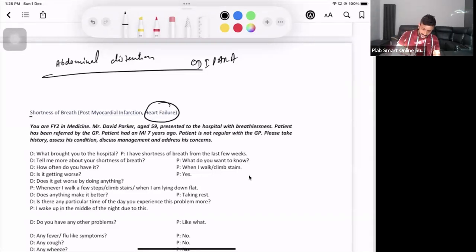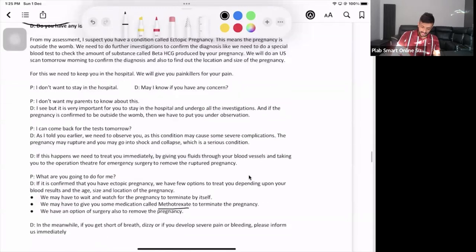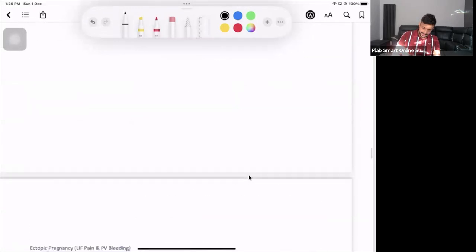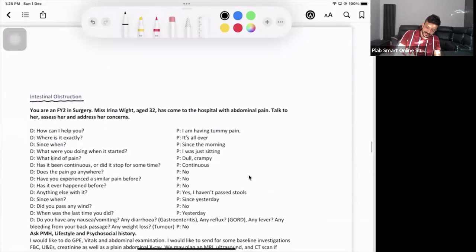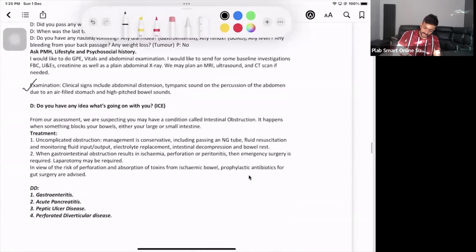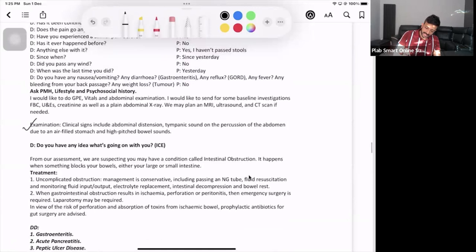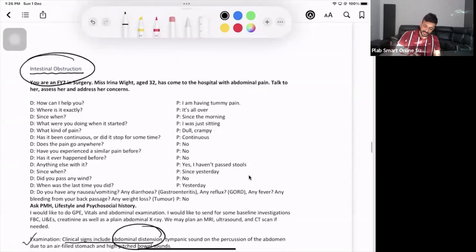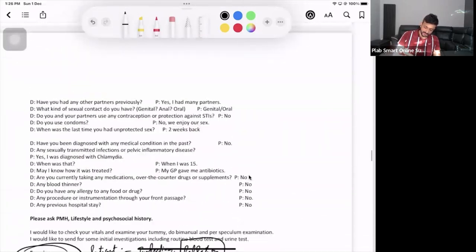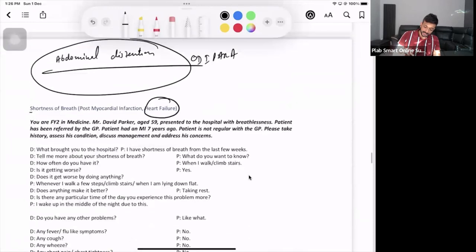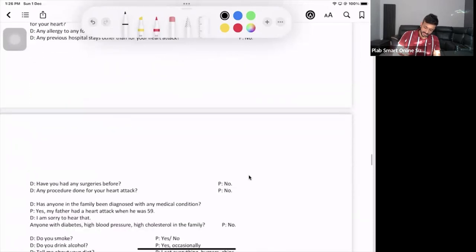Now, so this is one station where they have got abdominal distension. And there is another one, as I said, which is intestinal obstruction, where also you will have abdominal distension. So in this station, intestinal obstruction, and the station of heart failure, what's going to be there?